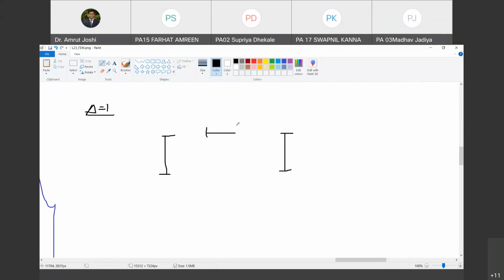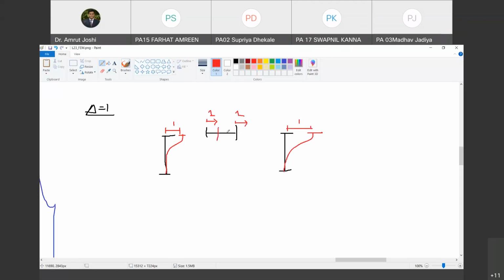So what will have to be done? This moves towards right by unity. Are you with me? Yes, sir. This is going to be the deformed shape. This end moves towards right by unity, and this end also moves towards right by unity.